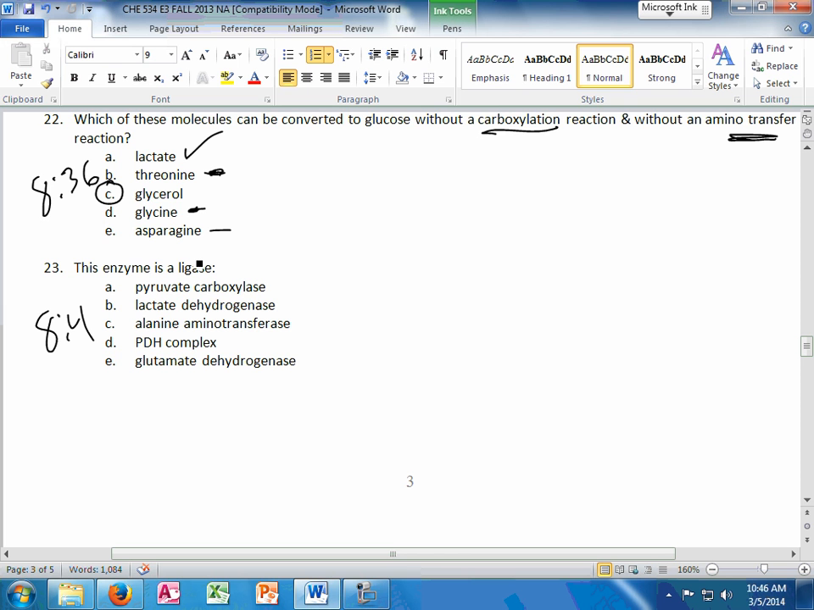This enzyme is a ligase. Remember, ligases use ATP. It's pyruvate carboxylase. Other thing to know, that's your biotin one as well. So it's using ATP and biotin. Ligases are enzyme class 6, you could ask it that way. Transferases are class 2. And any dehydrogenase is going to be a class 1. Class 1, also kinase independent.